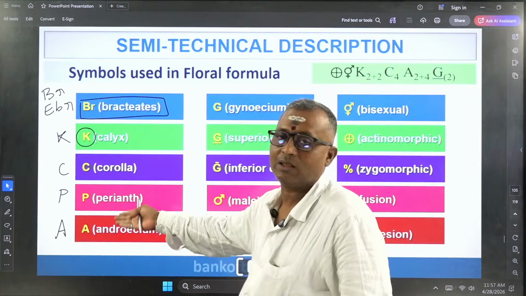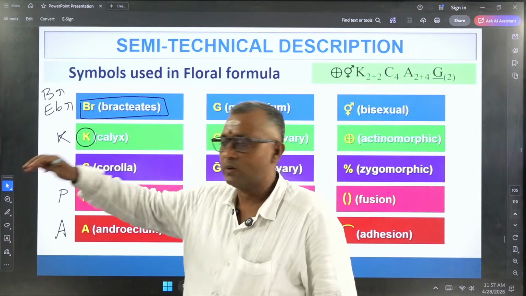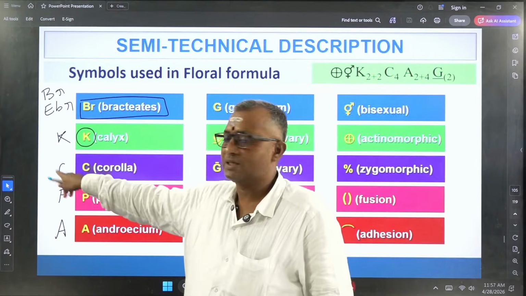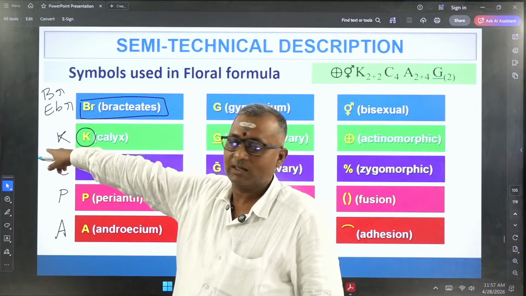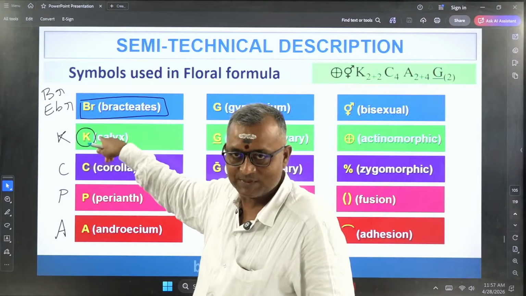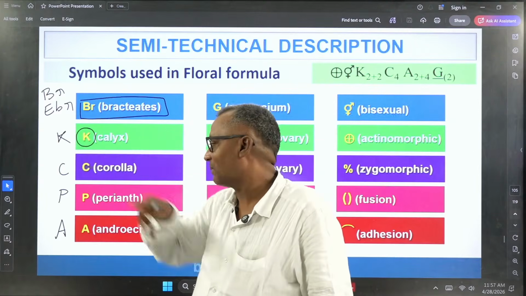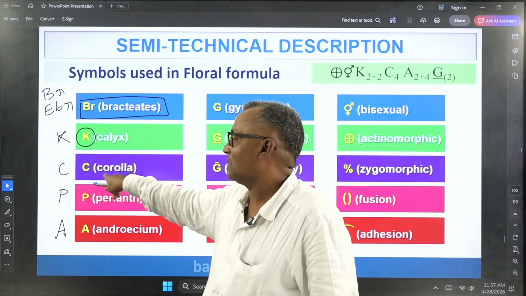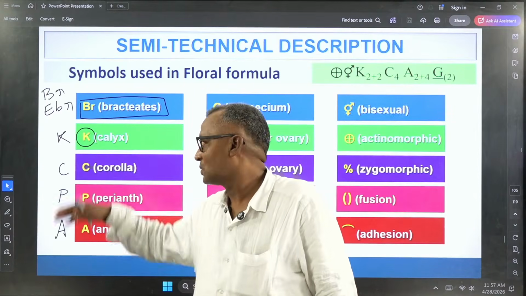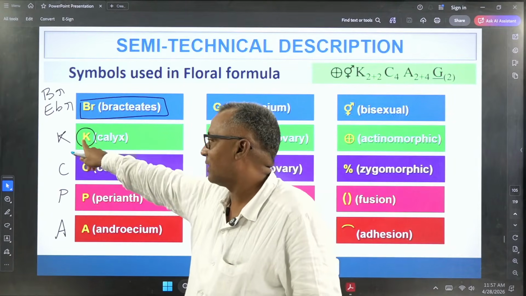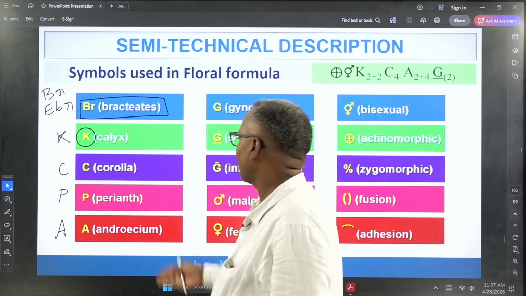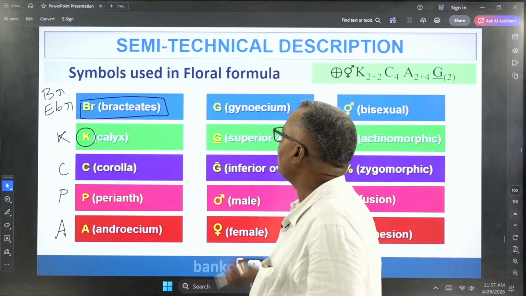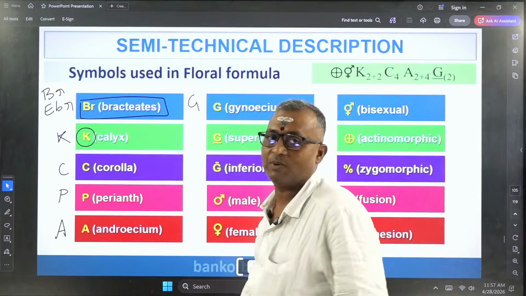For example, perianth, the first letter is P, so we use P. Corolla, C is the first letter, so we use C. Calyx, of course, starts with C, but we use K here. Why? Because corolla also starts with C. To avoid the confusion, for calyx we use K, for corolla we use C. Similarly, androecium A, gynoecium G. G is the symbol for gynoecium.